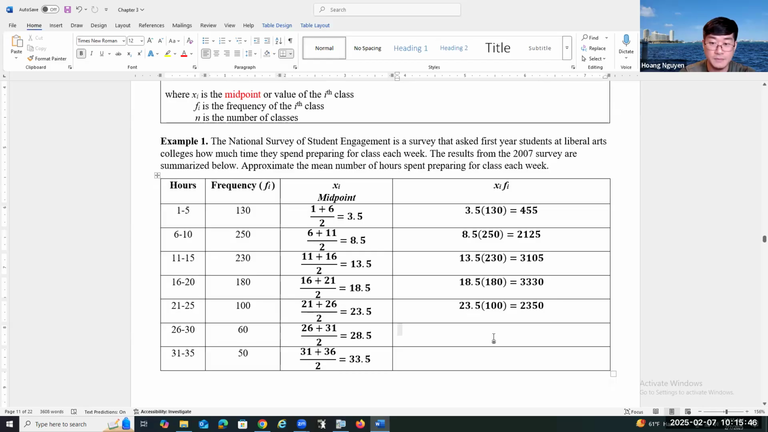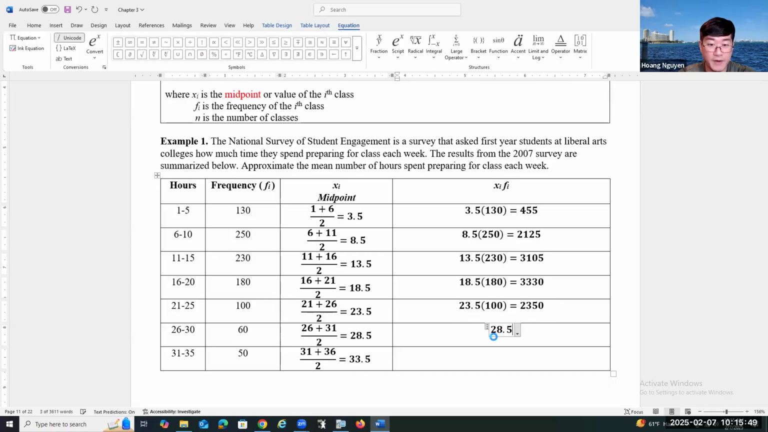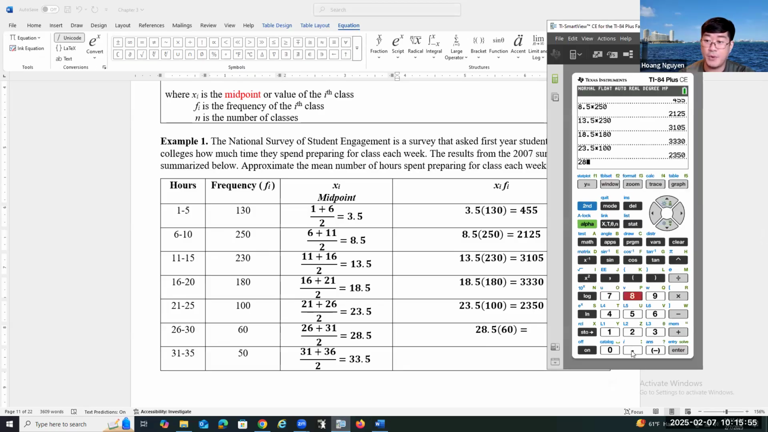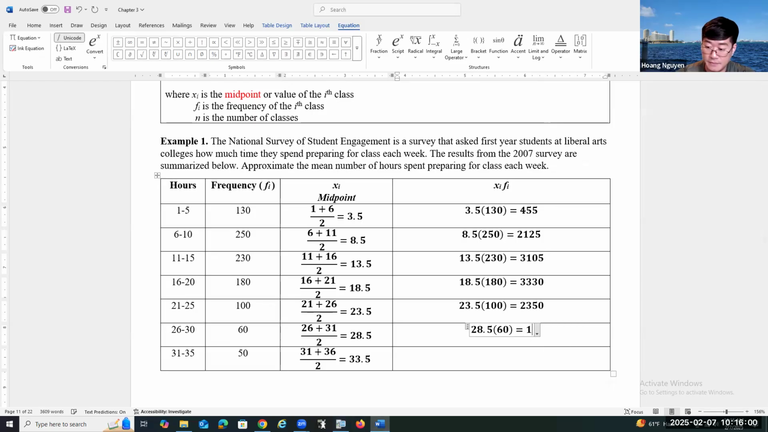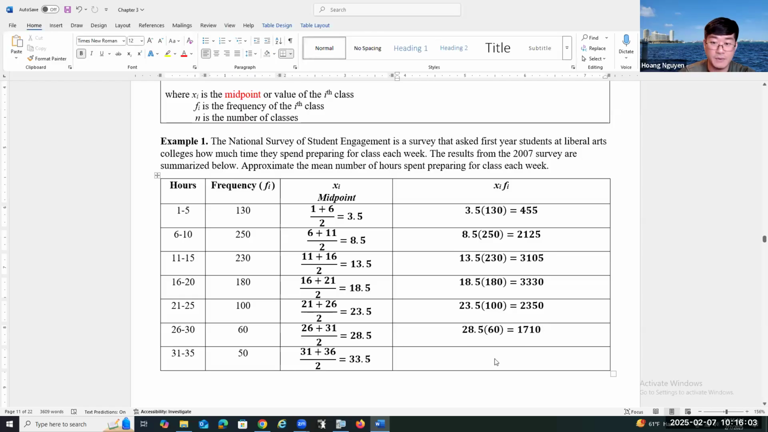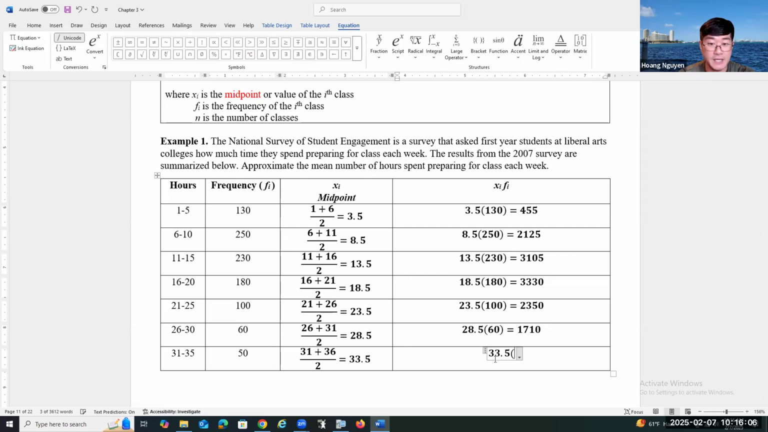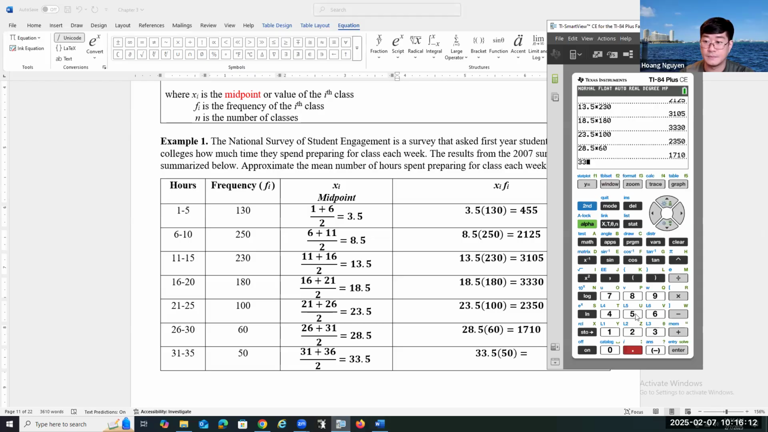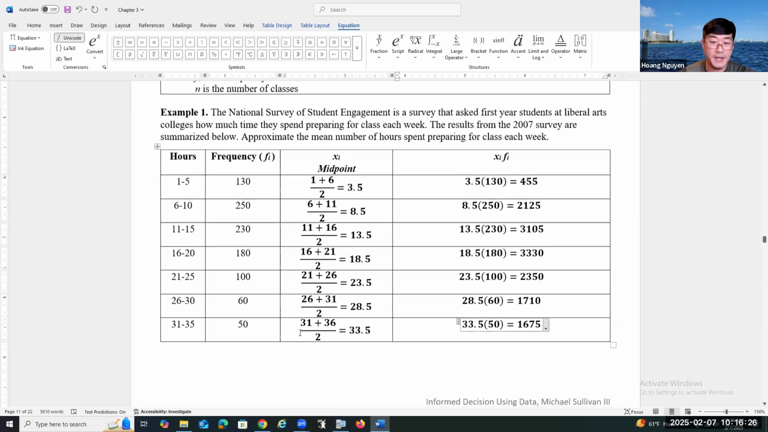Okay, it's almost there. Two more to go. Now I'm going to do 28.5 times 60, so it's going to be 1710. And the last calculation we have from the list is going to be 33.5 times 50, which is going to be 1675.